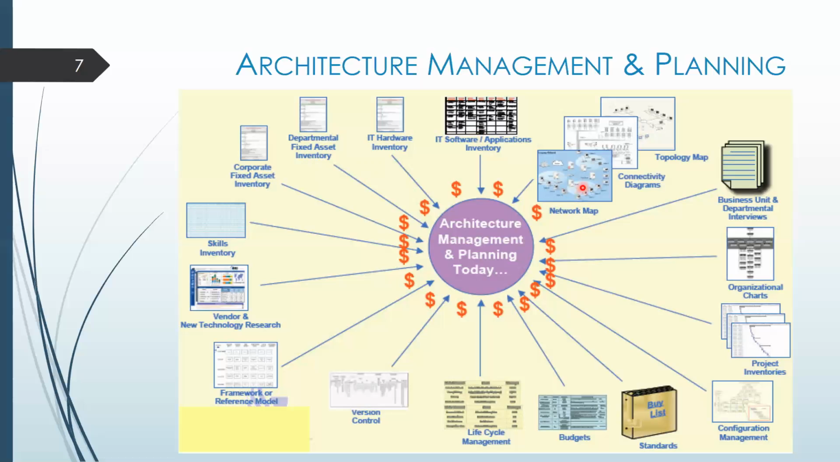So of course the connectivity diagrams, topology maps, right? So okay, what are the network diagrams? What are the clients, their branches, and within this organization, what are the branches? All those things are also so much important when we talk about architecture management, right?